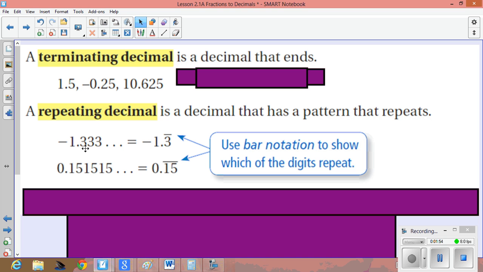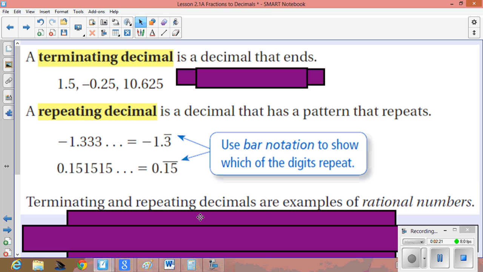Notice negative 1.333 is rewritten as negative 1.3 with a bar over it. The bar notation shows that the digit 3 repeats forever and ever. And if you look at the next example, 151515 will repeat forever. So we use bar notation to show that the 1 and the 5 will repeat continuously. Terminating and repeating decimals are just some examples of rational numbers.